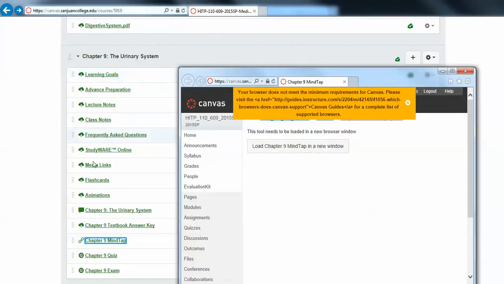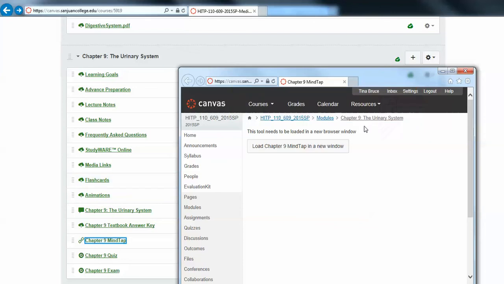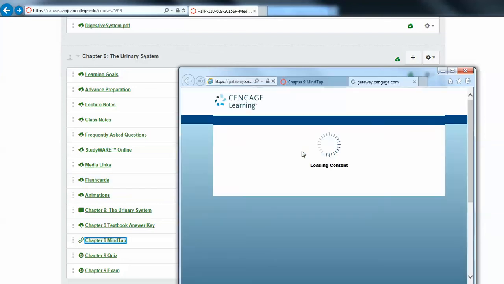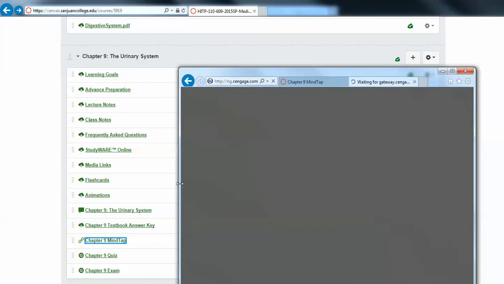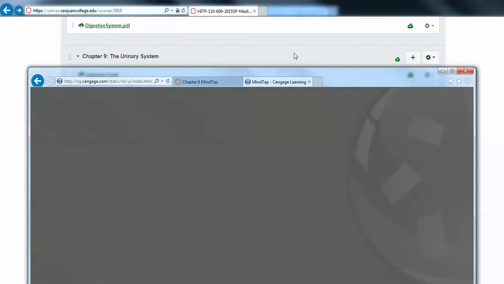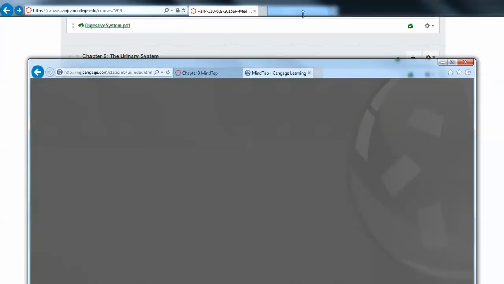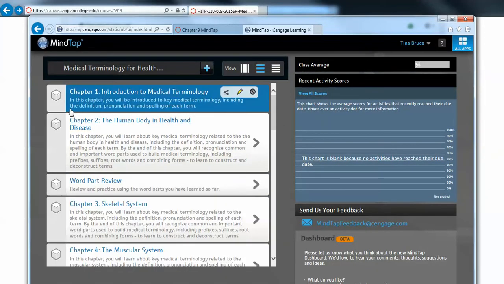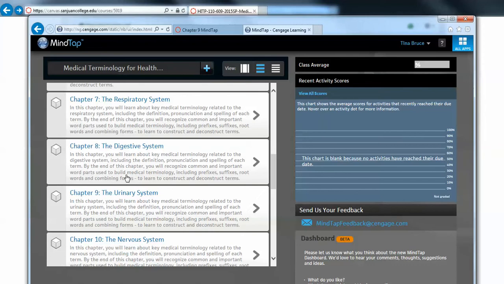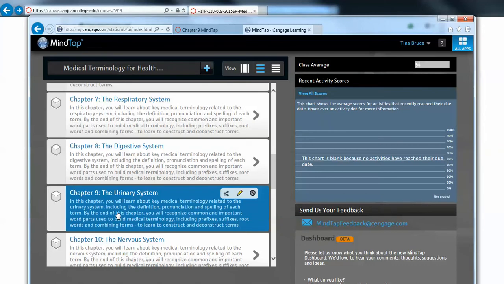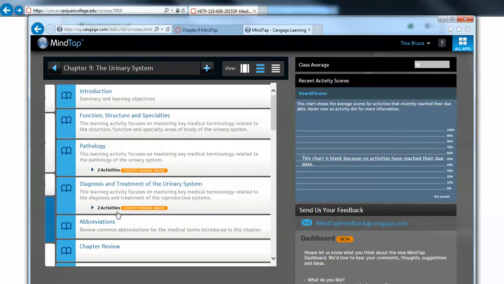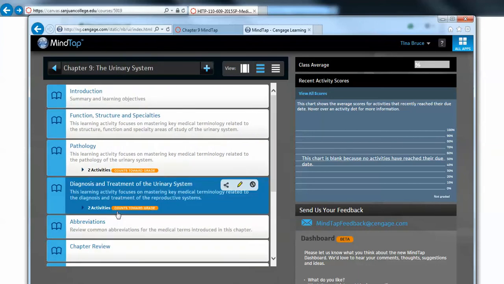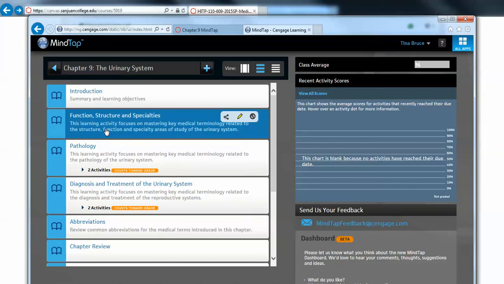And remember, you can utilize the material that's listed here as well. It will load eventually. And if you come to the part where it just has the chapters, make sure you select Chapter 9, the urinary system. This will help you with learning key terminology related to the urinary system, pronunciation, the structures, the specialties.